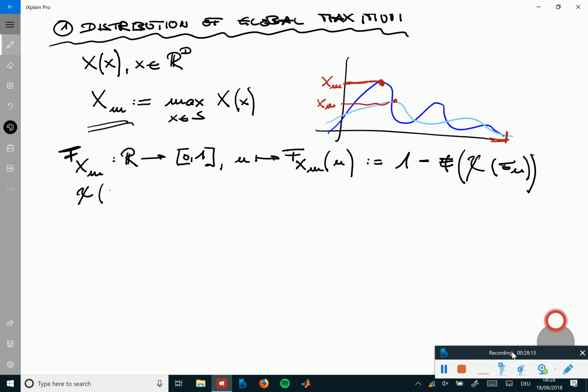If there's one connected component, what does the Euler characteristic evaluate to? 1. And if there is no connected component, exactly. So then we have 0. So if we conceive the Euler characteristic as a random variable which takes on the values 0 and 1, then we can assign probabilities to them.